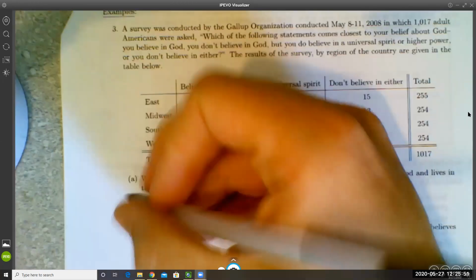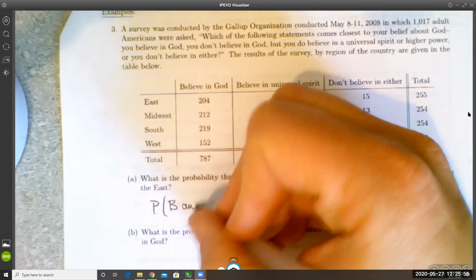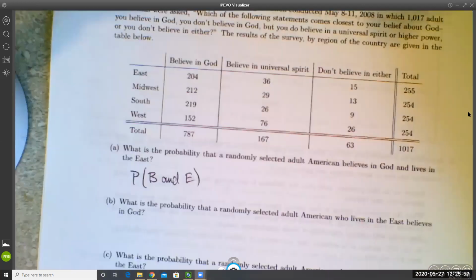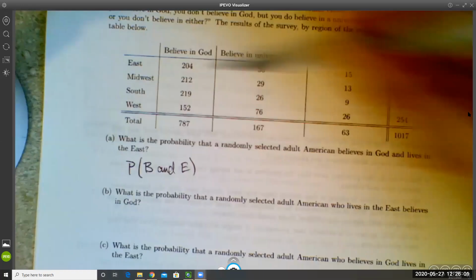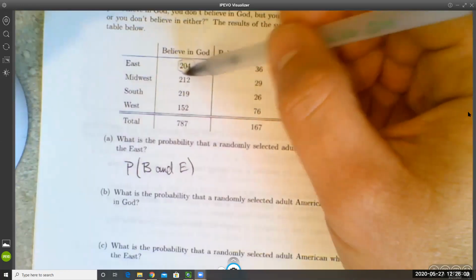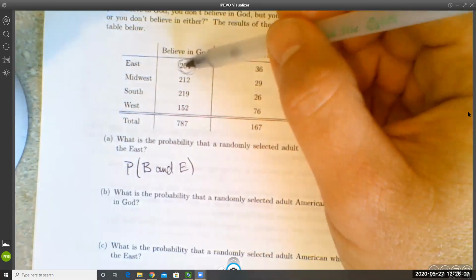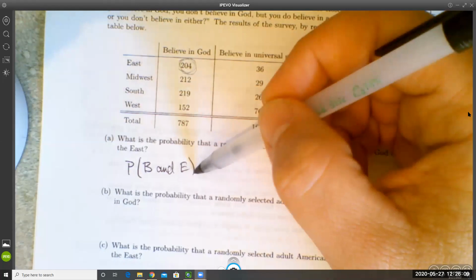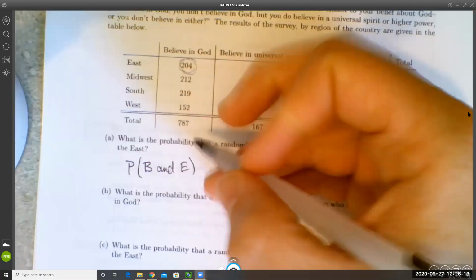Okay, here's my solution. Probability they believe in God and live in the East. That means they have to be in this column and they have to be in this row. So there's 204 of those individuals, 204 individuals who believe in God and live in the East. So it's 204, and we're not restricting our attention to anything. So it's 204 out of 1,017.